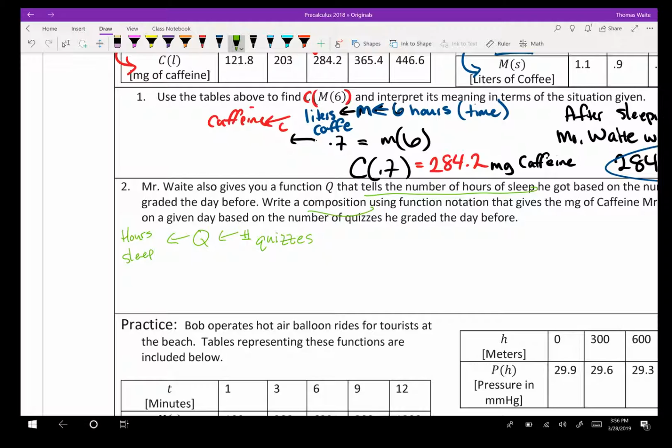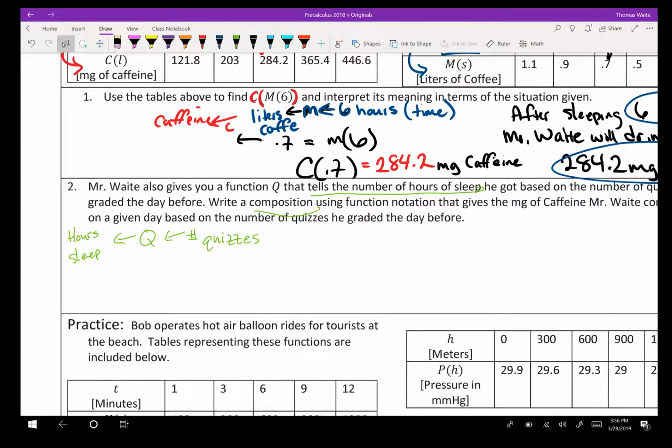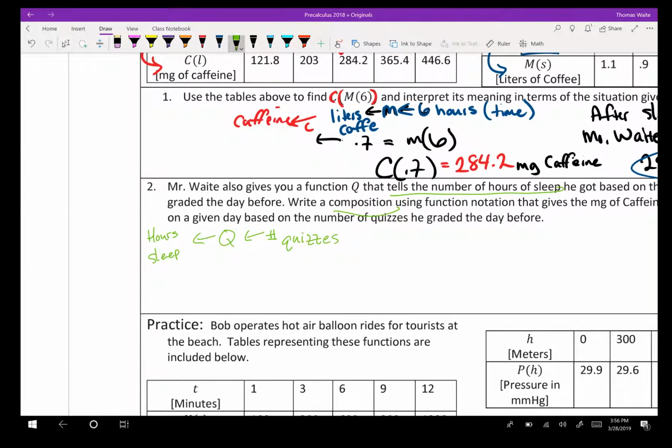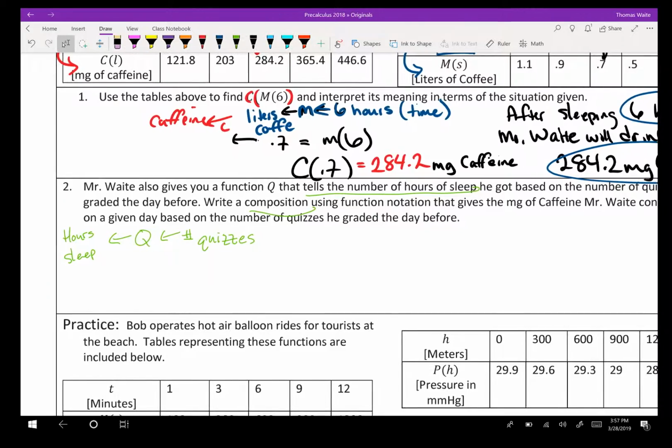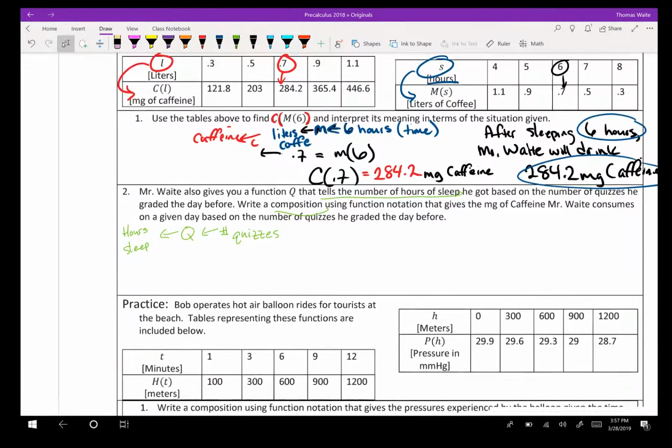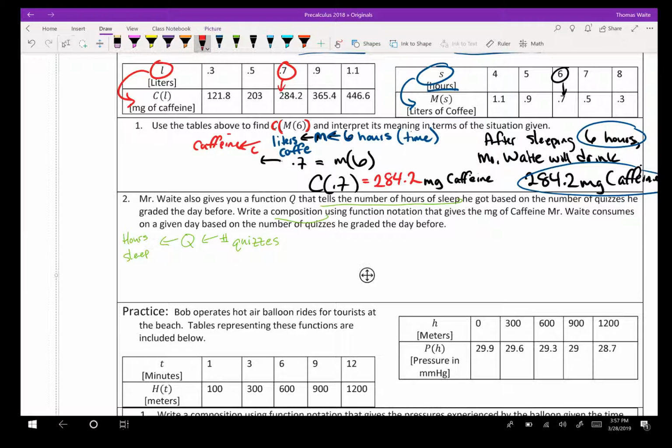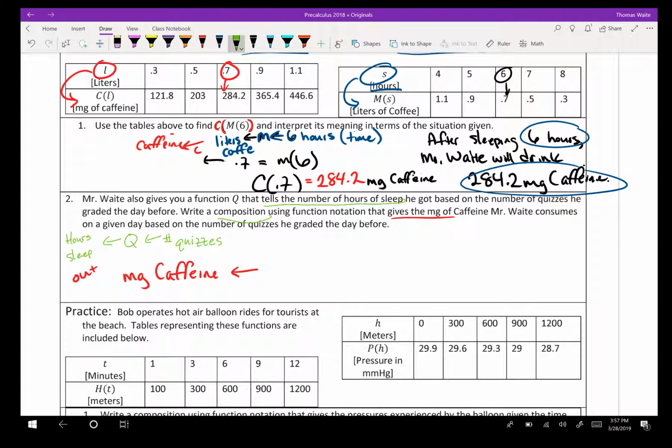It says write a composition using function notation that gives the milligrams of caffeine based on the number of quizzes. So when I'm writing compositions, I again really like to diagram these things. I know my output at the very, very end of all this needs to be milligrams of caffeine. That's got to be my output at the very end. I also know what my input's got to be, based on the number of quizzes. So my input's got to be number of quizzes.